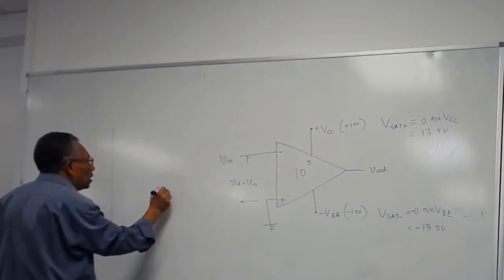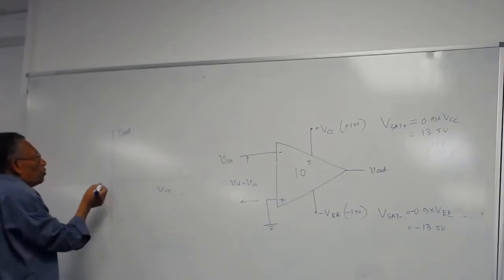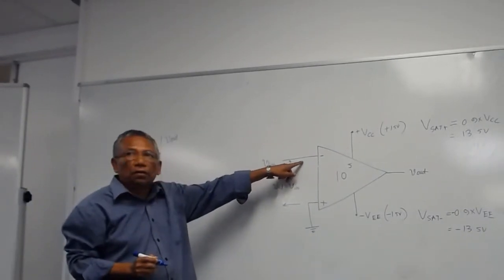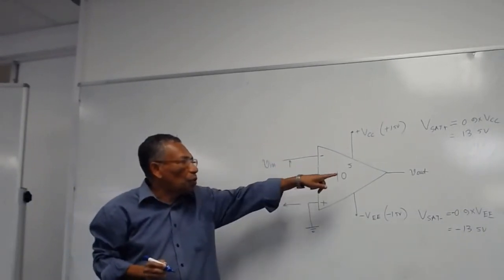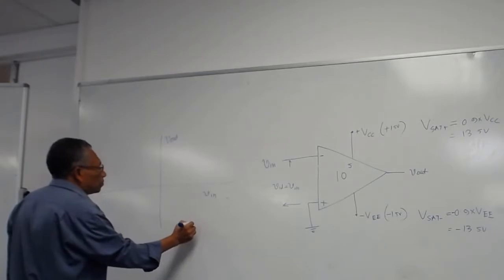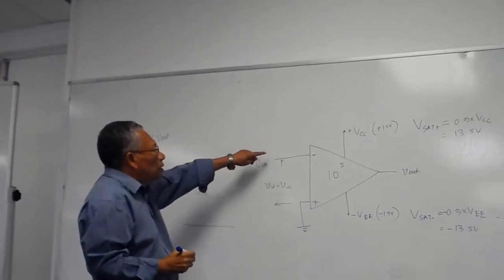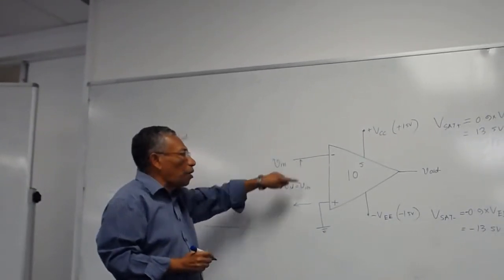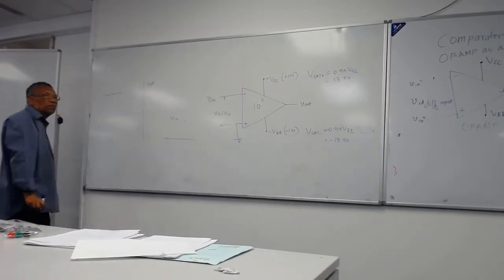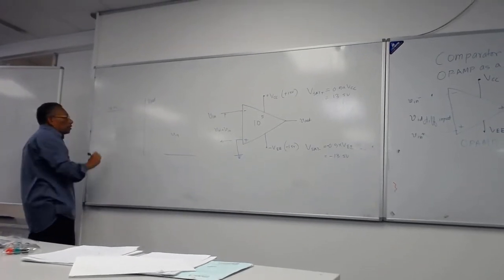V out. Okay, so it will be a curve. When your V in is going positive, this is going positive, this is negative, large compared to this, so it will go down. It will be somewhere here. If it is negative, then this will be smaller compared to this, and this will go up, so it will be somewhere here. So this will be the limit here, which is 13.5 volts. This will be the limit here, which will be minus 13.5 volts.